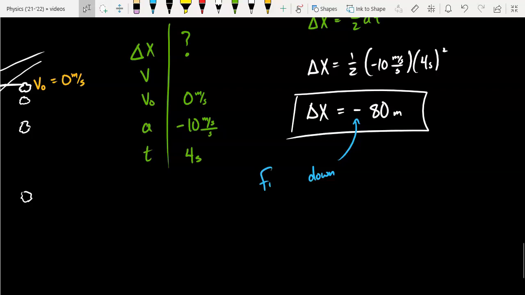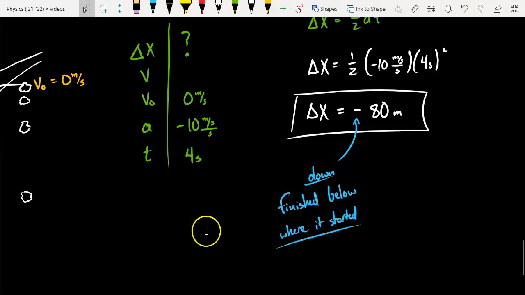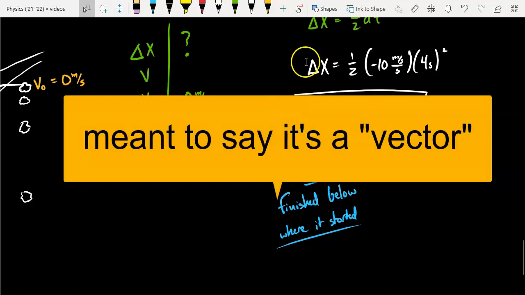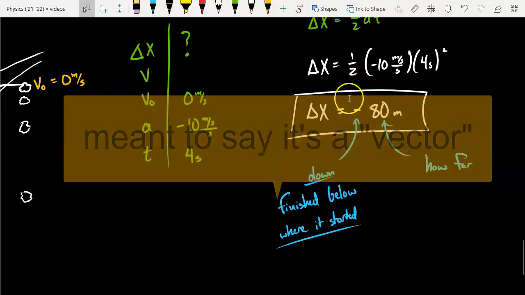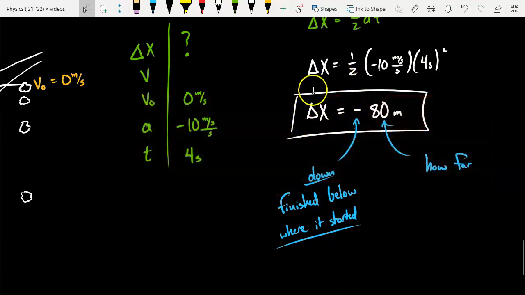So it finished down below where it started. So that's what that negative means. That's an important number. And then the 80, obviously, is how far. So remember, displacement has a direction. So that's why the negative and the positive actually are very important. They give us the direction that the thing is going. All right. So that is exactly how we do those.